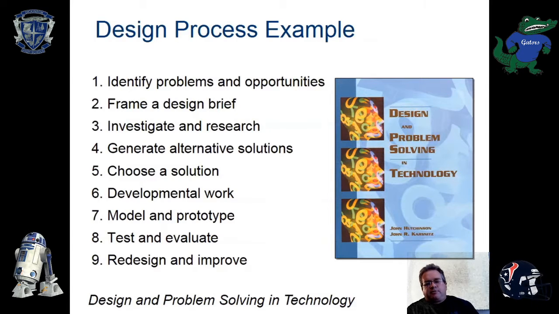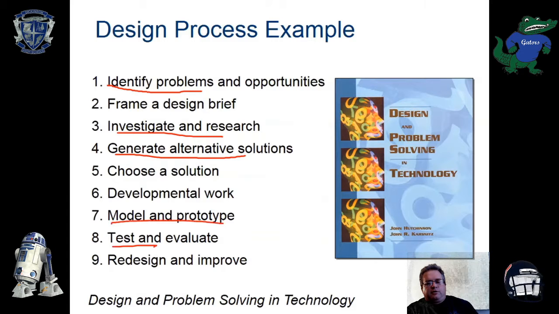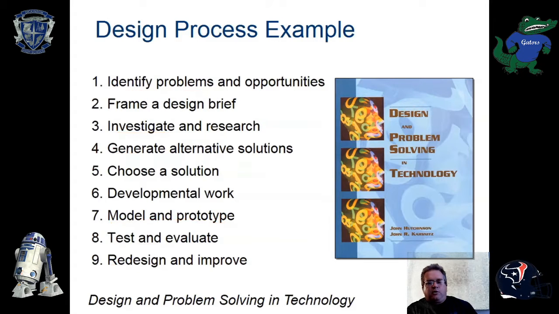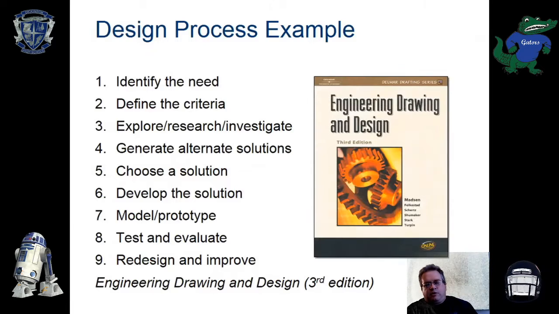Here's one design process example, 9 steps. Identify problems and opportunities, frame the design, investigate and research, generate alternative solutions, choose a solution, develop work, model, prototype, test, evaluate, redesign. With robotics, what we do is we build a working prototype, either out of wood or cardboard, and it fits certain constraints, like an 18 by 18 by 18 robot. That then we take through the steps.